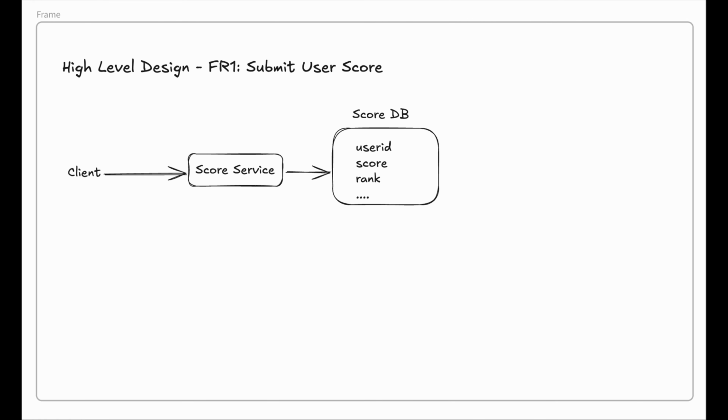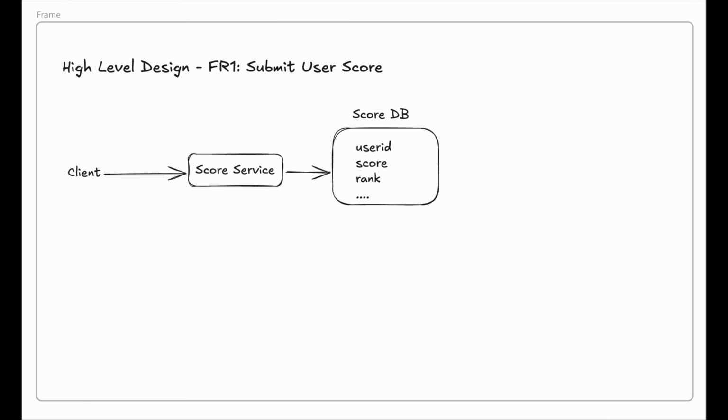To kick off the high-level design, let's start with functional requirement 1, submitting a user score. This is the most fundamental action in any leaderboard system. But even this seemingly simple step involves a number of nuanced design decisions, especially if we want the system to be scalable, accurate, and fair. Let's look at the core data flow.